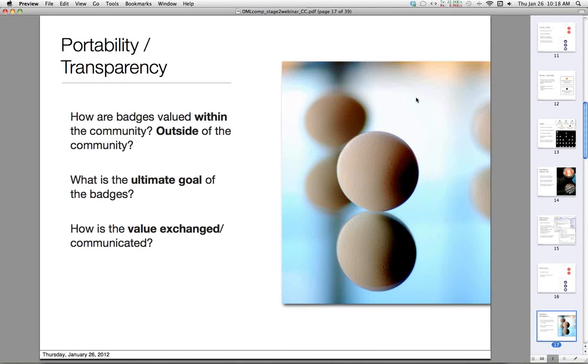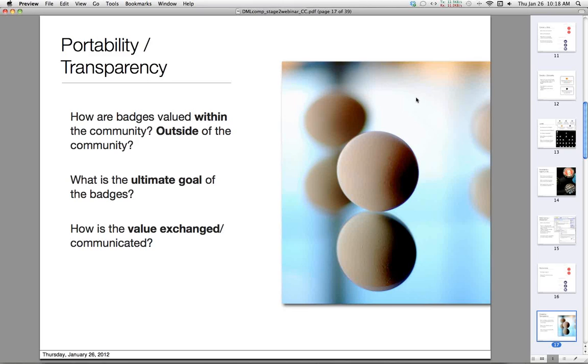Portability and transparency is about thinking how does this content in the badge system translate out into the general world? Do people understand why this badge exists? Is it valued outside of a specific community? Is it valued really deeply in one community but doesn't necessarily need to be valued outside of that community? What is the ultimate goal that you would like the badges to achieve?